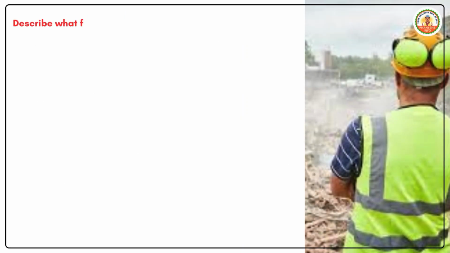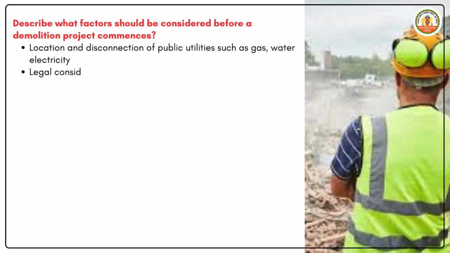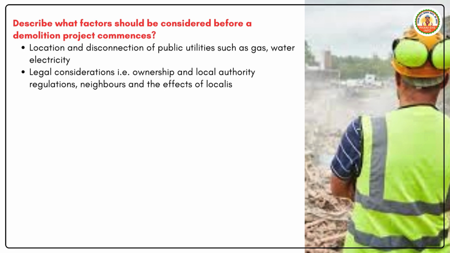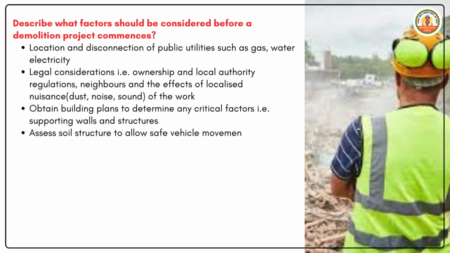Describe what factors should be considered before a demolition project commences. Location and disconnection of public utilities such as gas, water, electricity. Legal considerations, i.e. ownership and local authority regulations, neighbors and the effects of localized nuisance, dust, noise, sound of the work. Obtain building plans to determine any critical factors, i.e. supporting walls and structures.